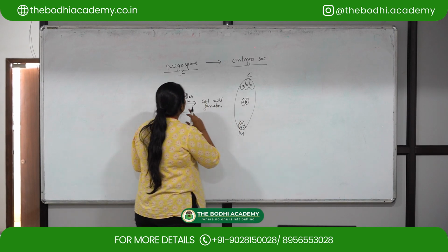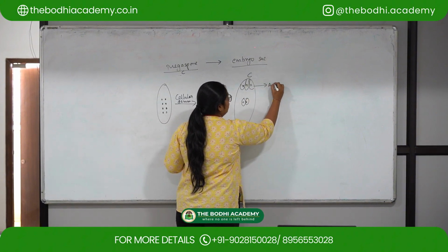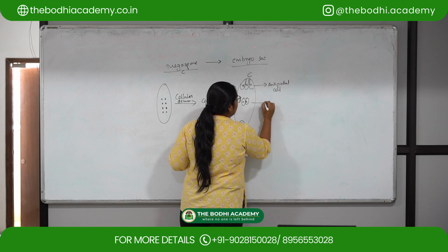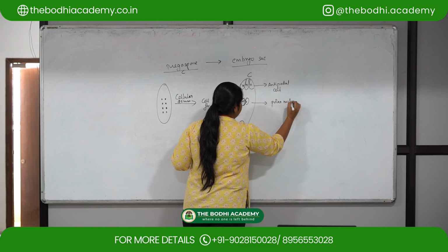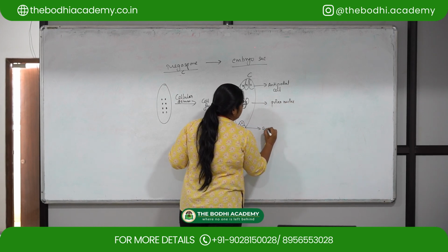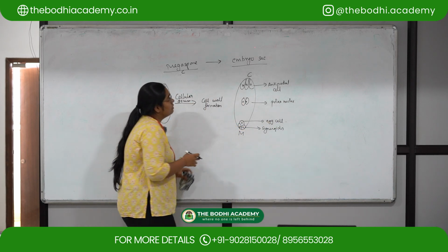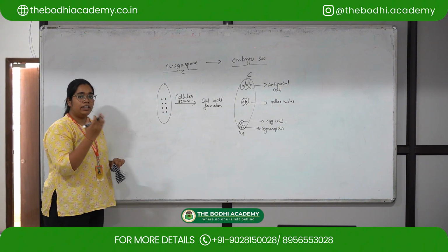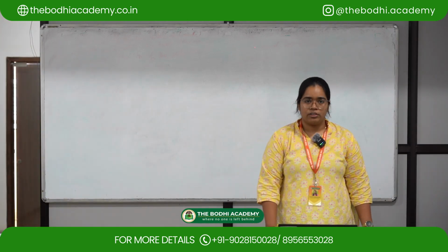And you will get your mature embryo sac with three antipodal cells, two polar nuclei, synergids and the egg cell. So this is the structure, and this is how the formation of the embryo sac takes place from the megaspore inside the ovule. Let's move to the next question.